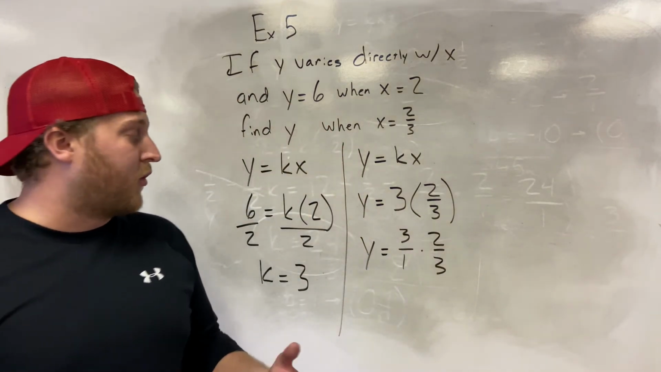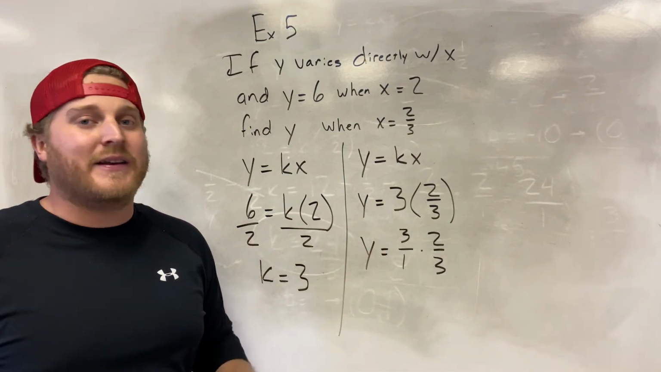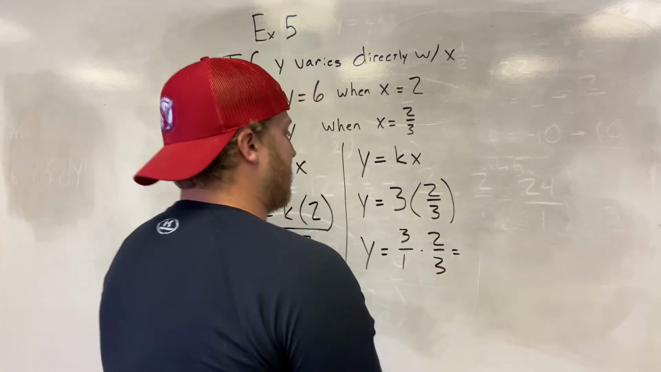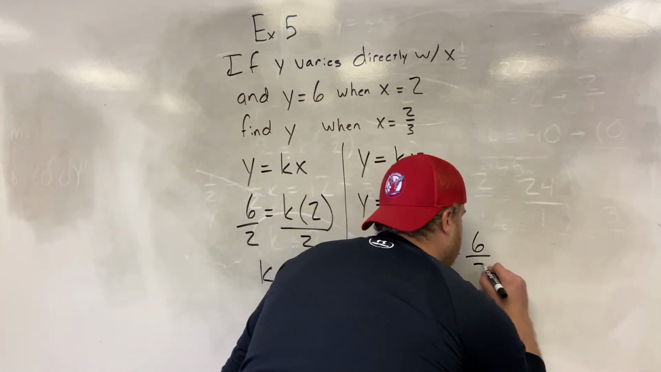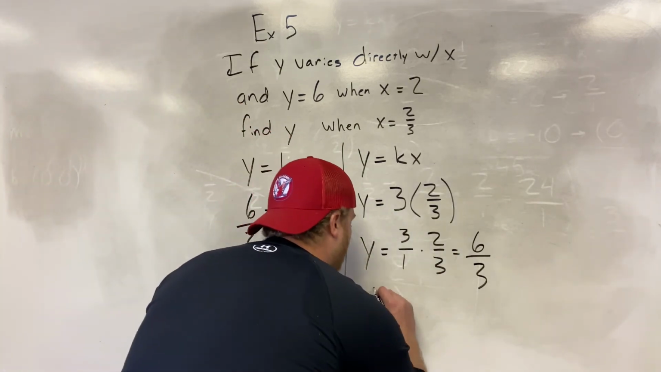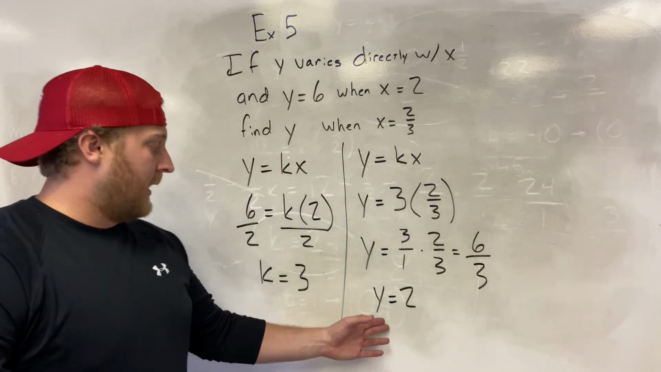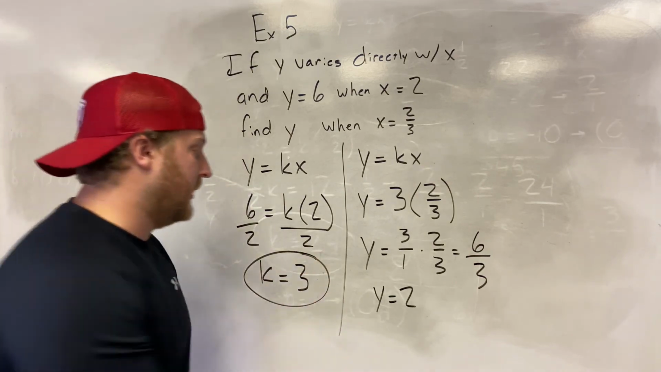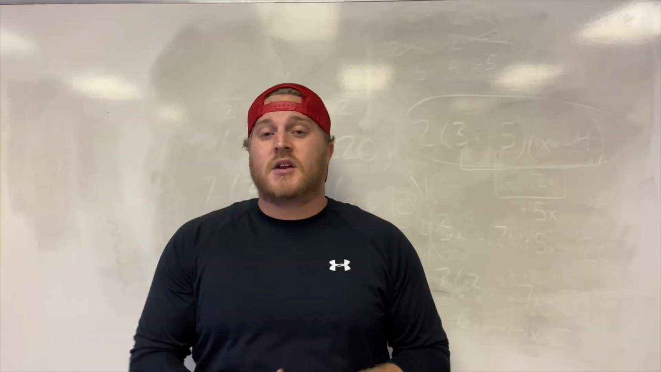And remember, our multiplying fractions rule is we just multiply the top and then multiply the bottom. I do not need to have the same denominator. So this is going to equal 3 times 2 is 6, and 1 times 3 is 3. Then I reduce my fraction, and I'm going to get y equals 2. I found y. So my two answers are that the constant is k equals 3, and y equals 2. All right, that's going to wrap up today's lesson.